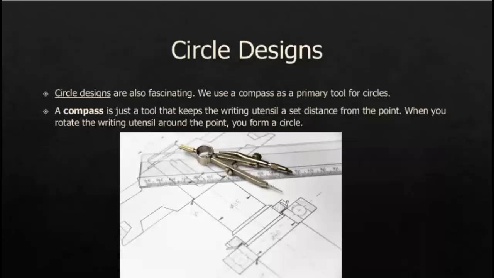Circle designs are also fascinating. We use a compass as our primary tool for circles. So this is a picture of a compass. It has a pointed end and a writing utensil, usually a pencil, that you use. You set this distance right here between the pointed edge and the pencil. And if you keep the pointed edge right at the same point and you rotate that writing utensil around, you can form a circle. So on your notes, there's some different circle designs that you can try.